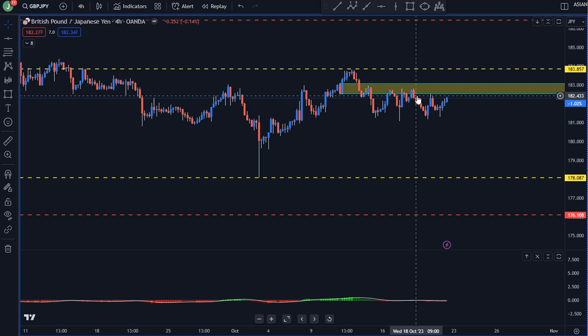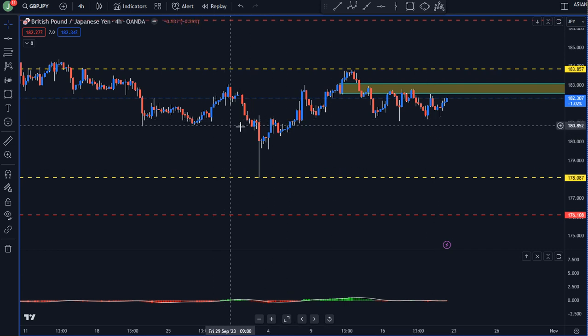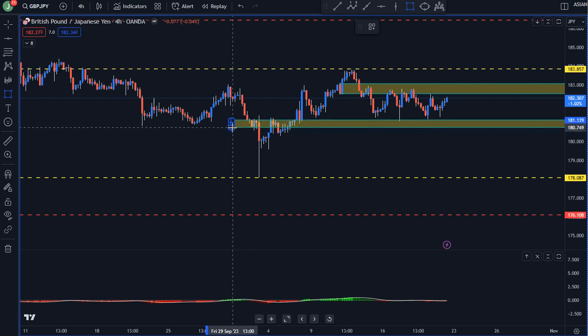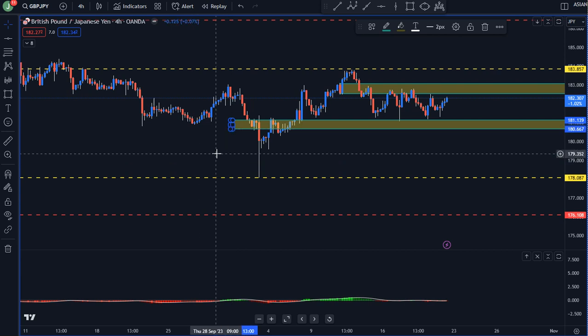So that is that zone there, and I'll do the same for my support, right? And I'm just looking for either a large candle or an engulfing candle. Now there's a lot of rejection around in this area here. We have a large bearish candle here. So I'm going to use this area for my zone, right? And so now I have my support area here and my resistance area here.